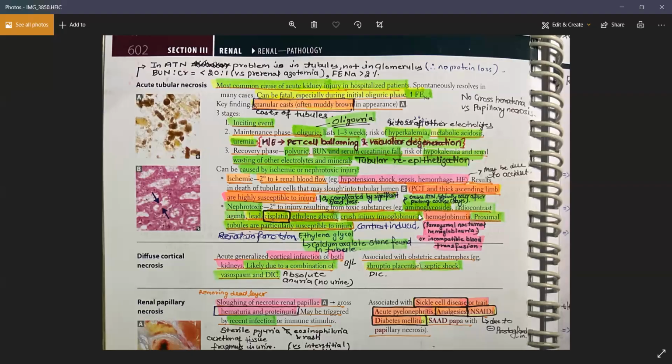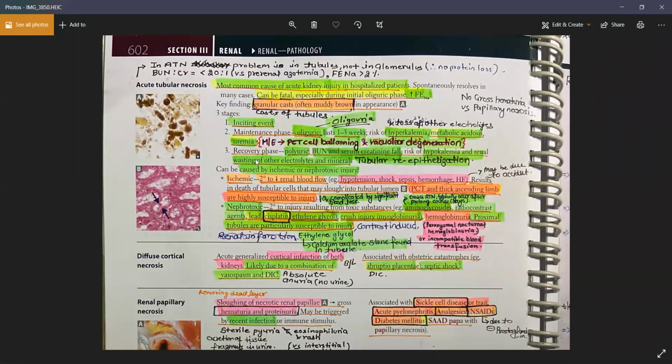Hemoglobinuria can also do that, which can happen in paroxysmal nocturnal hemoglobinuria or any cause of intravascular hemolysis. Whenever you have intravascular hemolysis, you will always have hemoglobinuria and hemosiderinuria, remember? So all the causes of intravascular hemolysis can cause acute tubular necrosis. First you have these inciting events, which could be any of these.